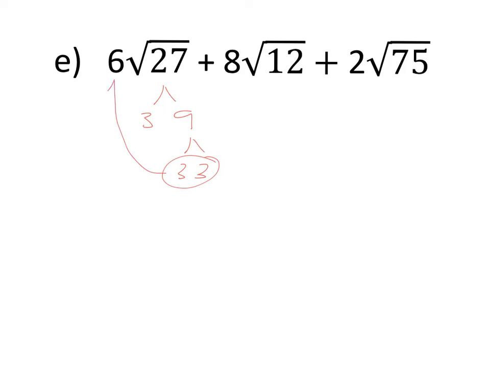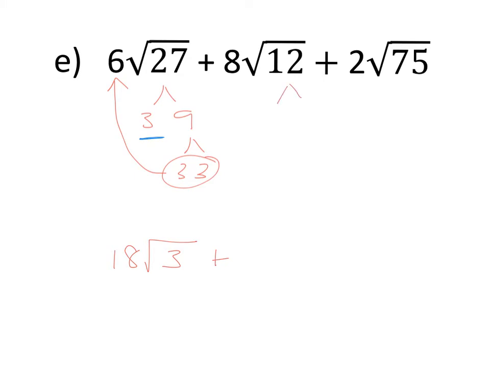3's pair up and move out. So in the last lesson, we worked on this. What do we do when we have an outside number? Remember, we're just multiplying. So 6 times 3 is going to be 18. And then I have this little 3 here left over. So it's going to be 18 root 3.